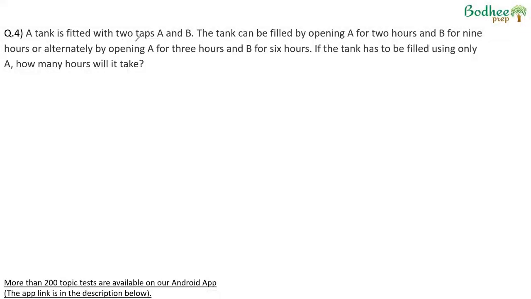A tank is fitted with two taps A and B. The tank can be filled by opening A for 2 hours and B for 9 hours. Alternatively by opening A for 3 hours and B for 6 hours. If the tank has to be filled using only A, how many hours will it take?